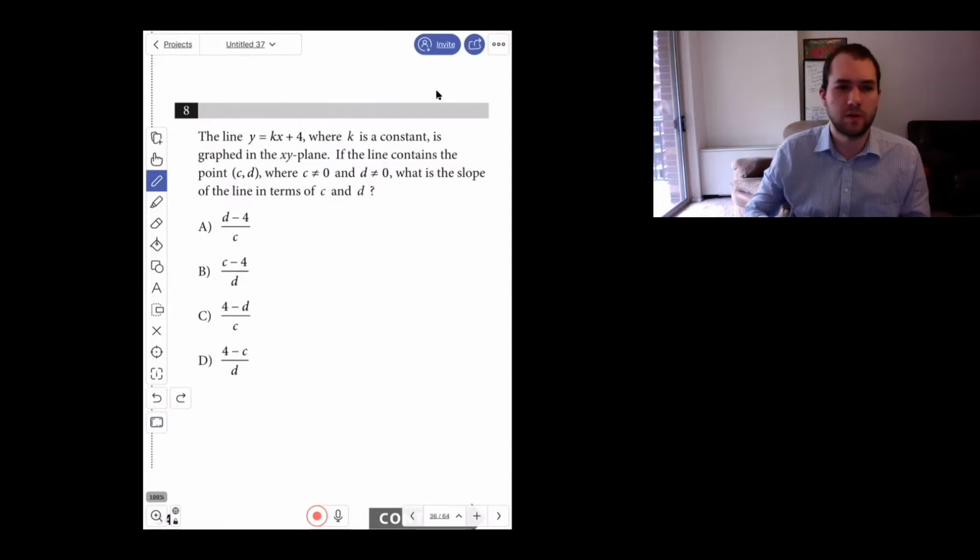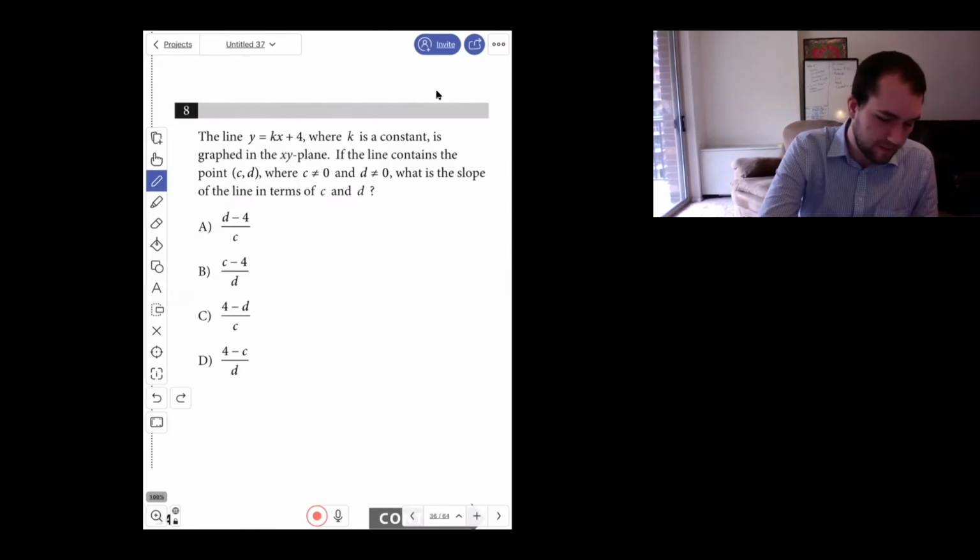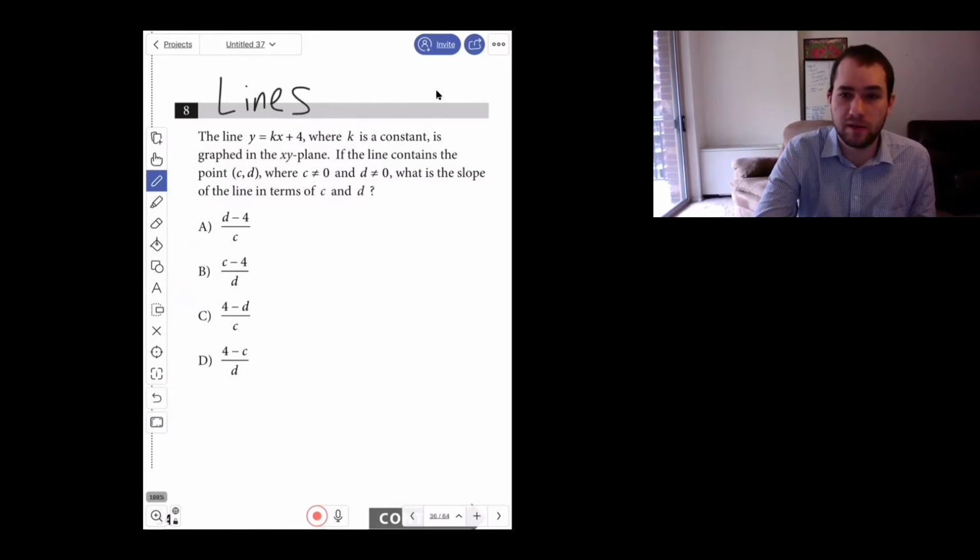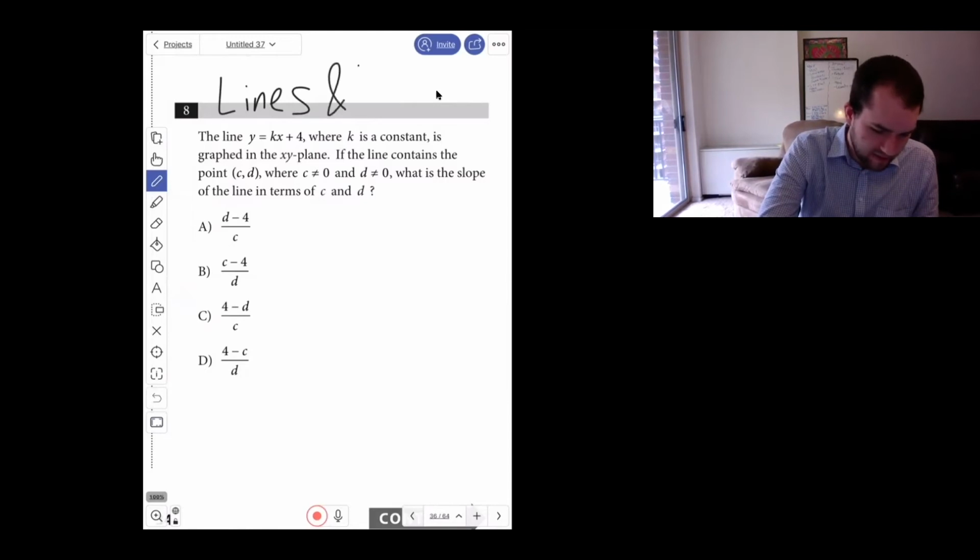So this one's an interesting question. I think it's a pretty difficult question, and it has two worthwhile things to discuss. Firstly, it's a question about lines, and we know that those tend to be a little bit trickier on the SAT. Second, it has a ton of variables. If we list them out, we have y's and x's and k's and c's and d's.